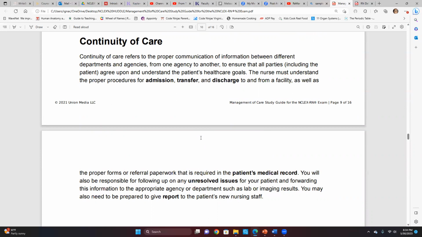Because you still need to let the patient know that as you're leaving, you have to follow up with your doctor. And like you said, if the patient is going to a facility, everything has to go with the patient, and you still need to pass reports to whatever facility the patient is going to. Yes, excellent. So continuity of care can mean many things.